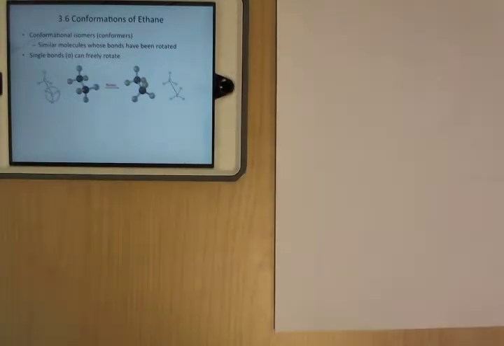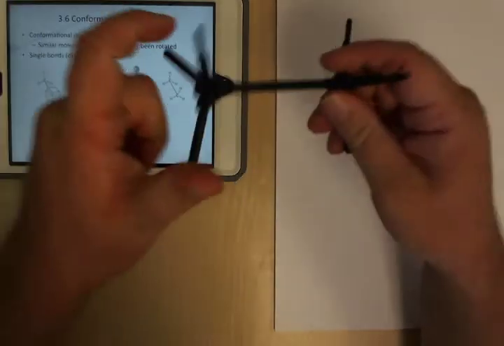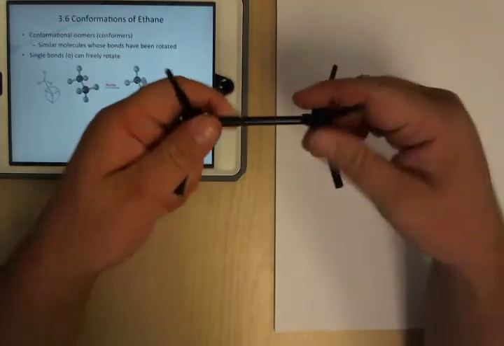So we're going to break out our model kit here. What's going to happen is we're going to be talking about the conformations. So for here, we have our model kit.